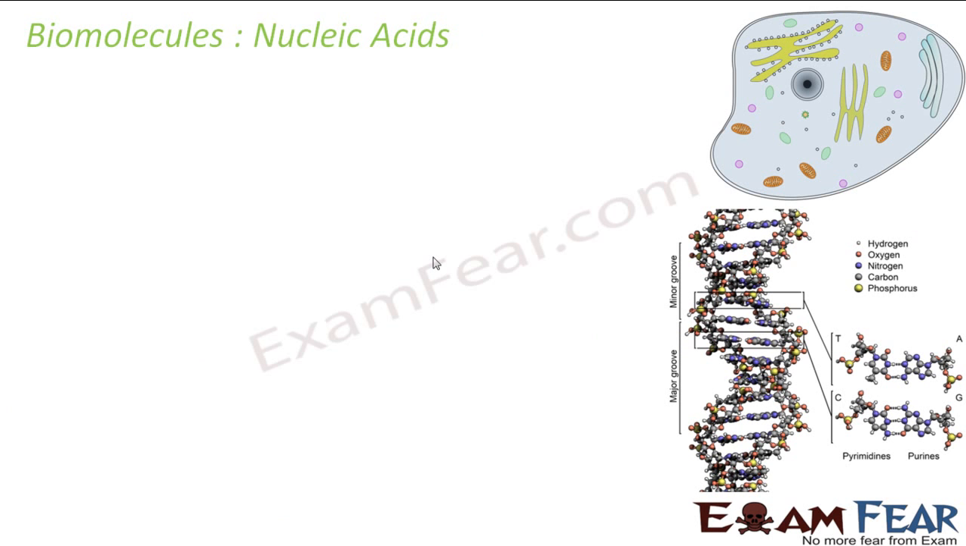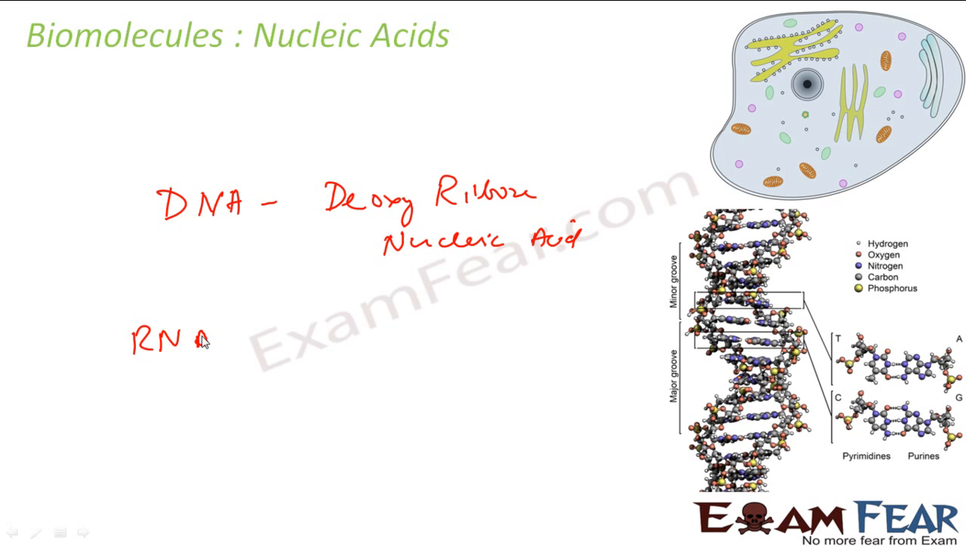There are two types of nucleic acids. One is called DNA, deoxyribose nucleic acid. The other is RNA, that is ribose nucleic acid. So we'll discuss both of these in detail.